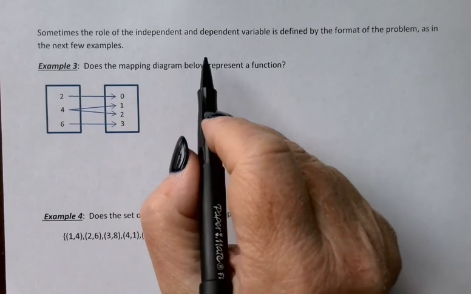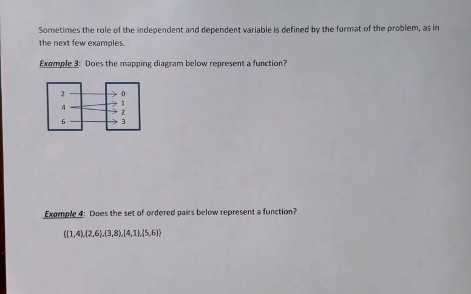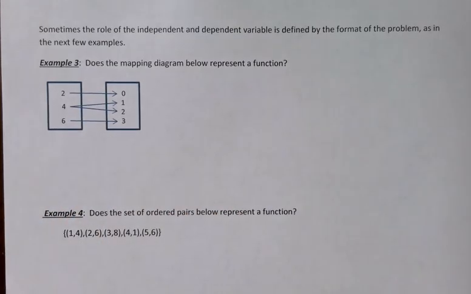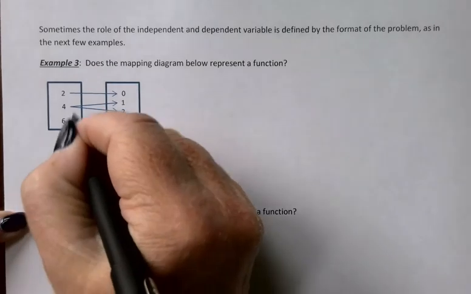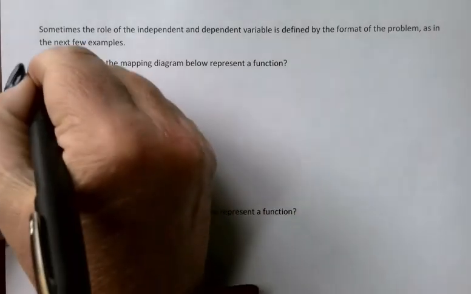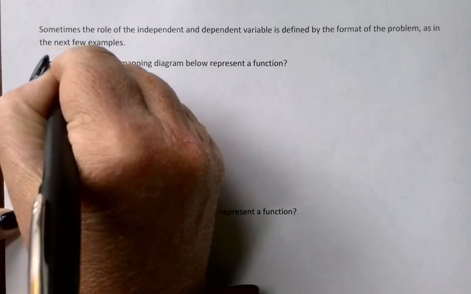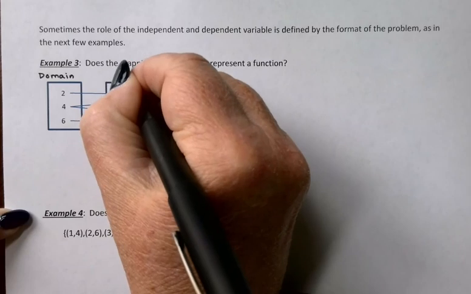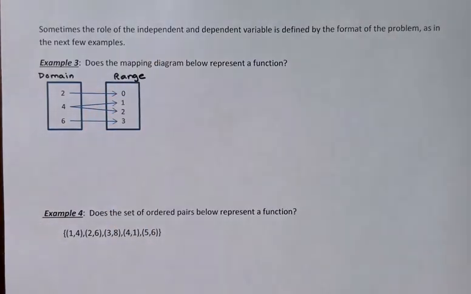Sometimes the roles of the independent and dependent variables are actually defined by the format rather than the wording, and a mapping diagram is an example of that. Everything on this side would be part of the independent variables. This is the domain, in fact, in this set. And over here we have the range, all of the dependent variable values.